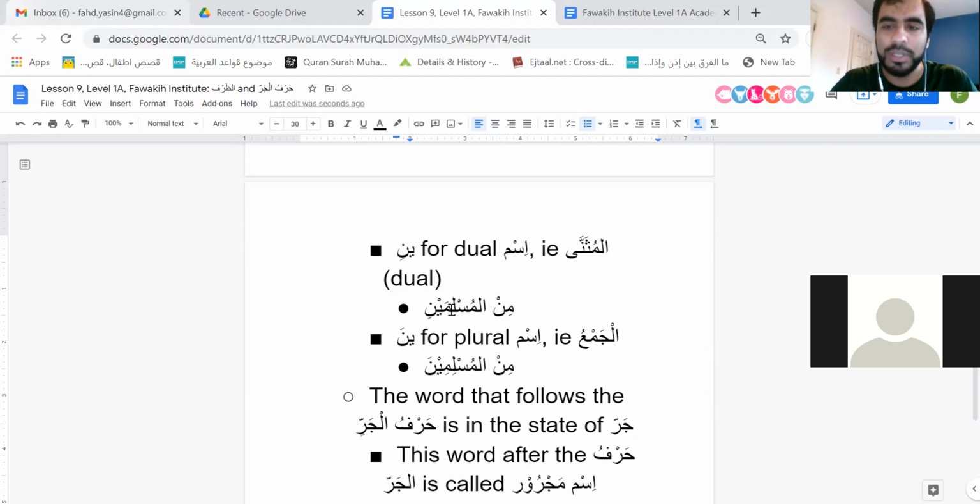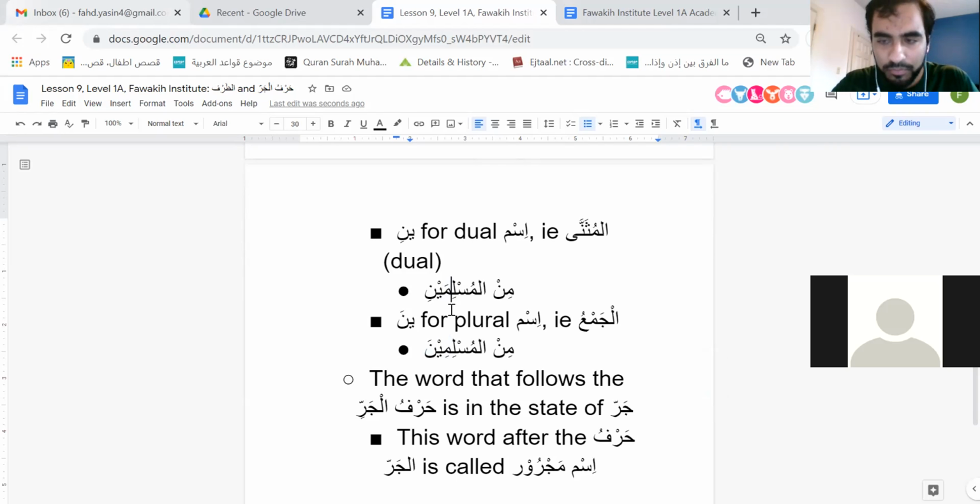So for dual, it's muslimaini, aini ending. Plural is muslimina. For example, ya ayyuhal muslimin. I think at some point it comes in the Quran, I believe. Don't quote me on that part, but I believe so. Ya ayyuhal muslimin or ya ayyuhal mu'minin, some things like that, right? That's muslimin, mu'minina. I say muslimin, you can continue and say muslimina, mu'minina. That is an example of the plural ending specifically.